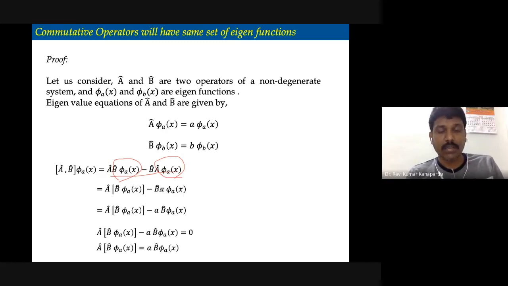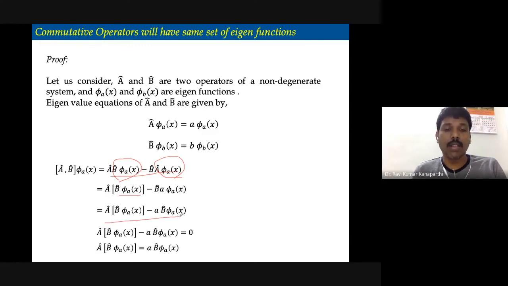Then essentially this becomes A B phi A of x. This is not an eigen relation. Please remember that this is not an eigen relation. When B operates upon phi A of x, nothing happens because that is not an eigenfunction. It will just multiply it. Whereas here, when A operates upon phi A of x, we get the eigenvalue, that is the eigen relation. So what we get is this.